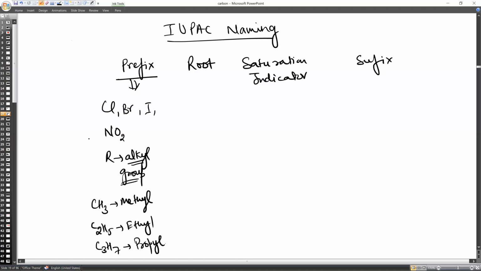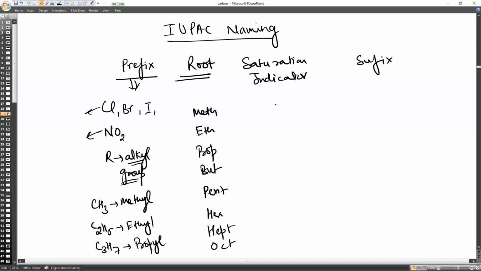NO2 is nitro, then chloro, bromo, iodo, fluoro. For the root, we have written in the previous class that for one carbon we use meth. For two carbon we use eth. For three carbon we use prop. For four carbon we use but. For five carbon we use pent. For six carbon we use hex. For seven carbon we use hep, then oct, and so on.